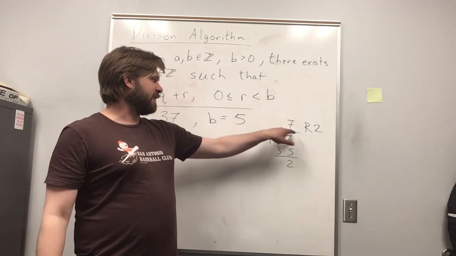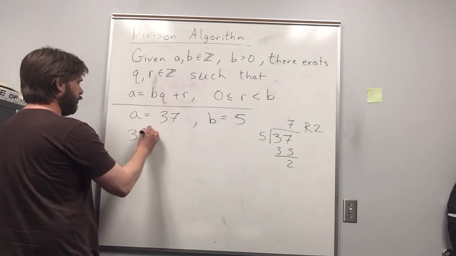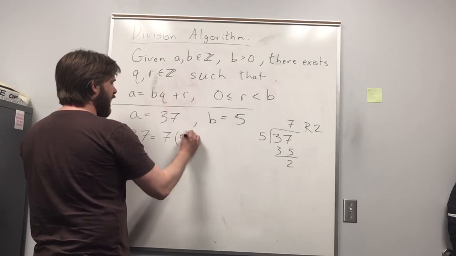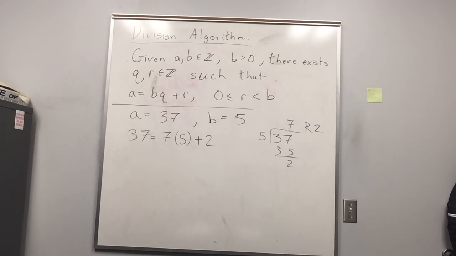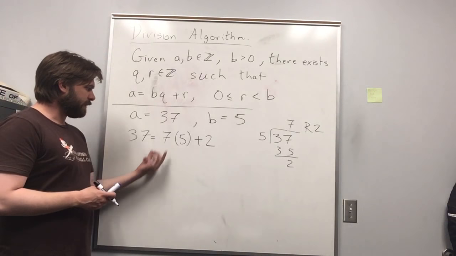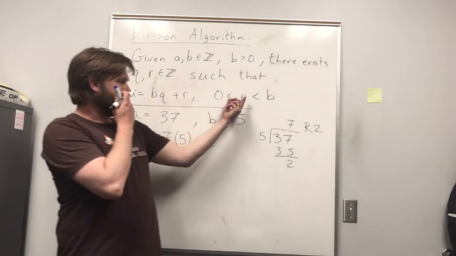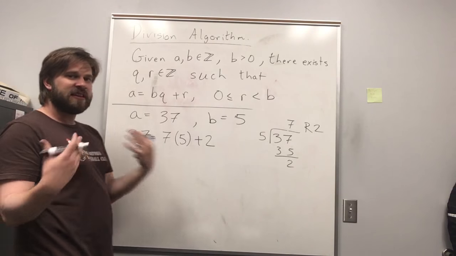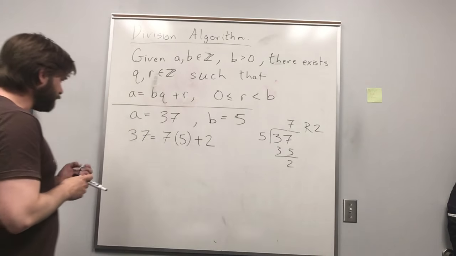So we would say that 37 divided by 5 is 7, remainder 2. So we could rewrite a, 37, as 7 times 5 plus 2. Okay. So our q here is the 7, and our r is 2. And it fits this definition here, right? Like I said, these are unique because of this condition up here.